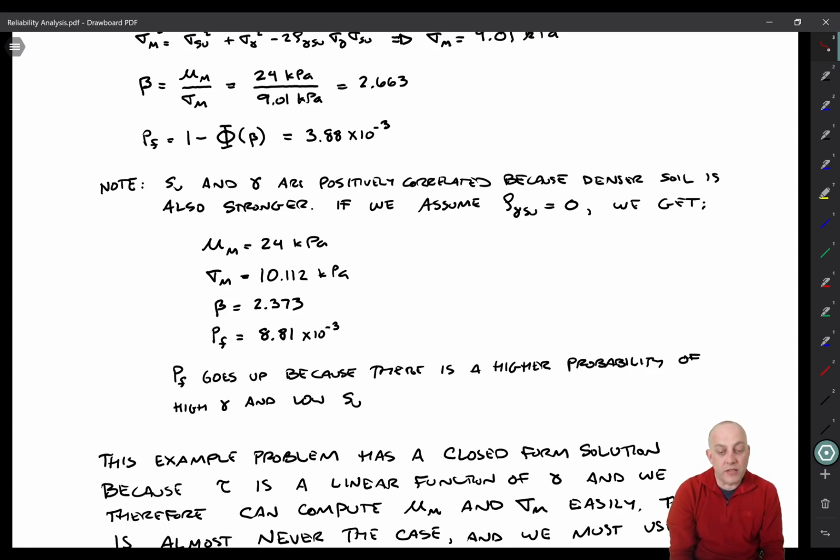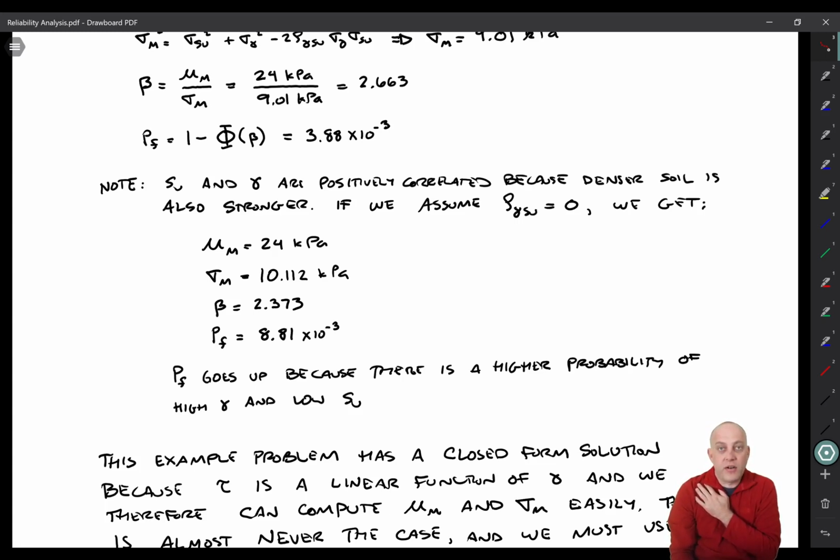Now, you might be asking, what is a suitable probability of failure, right? We've already said, like, we know sometimes we have to design for a specific factor of safety. Now we know how to compute probability of failure, but how do we know what probability of failure to design for? That's a problem, right? That's a hard problem. It depends a lot on consequences.